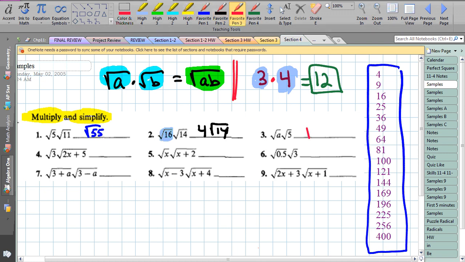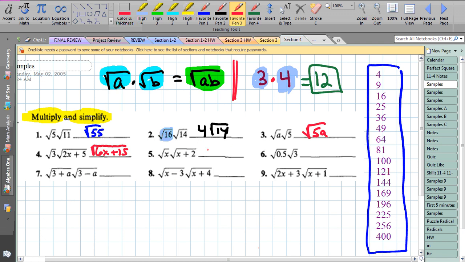The next one here, I have a variable and a number, so that's going to be the square root of 5a, and I can't simplify that any further. That's the final answer. In this case, we have 3 here being multiplied to this group, 2x plus 5, so I hope you can see the distributive property. What would that look like? Well, that would be 6x plus 15. Okay? And that can't be simplified anymore as well.